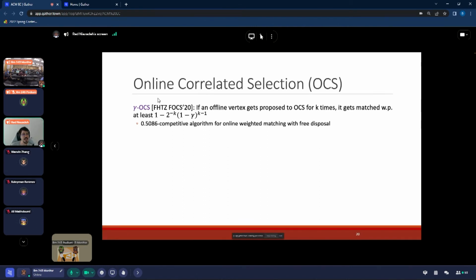And that is slightly better than 1 minus 2 to the negative k, which is the algorithm that picks one of the vertices purely at random. And using that online correlated selection, they show that we can achieve a 0.5086 competitive algorithm for online weighted matching with free disposal.